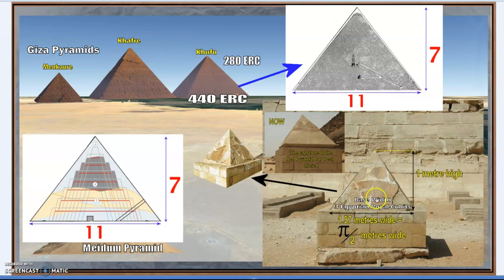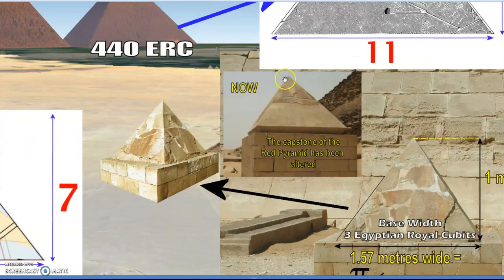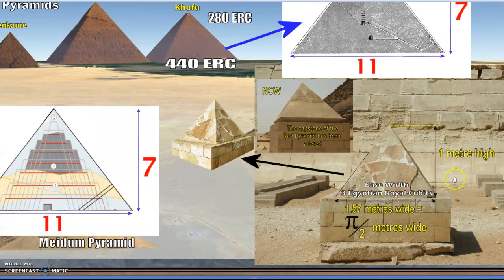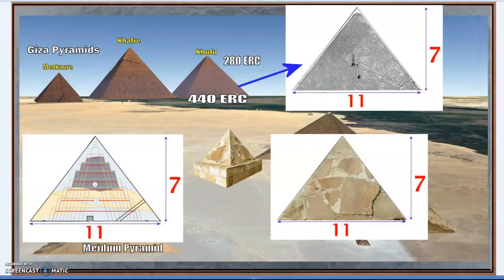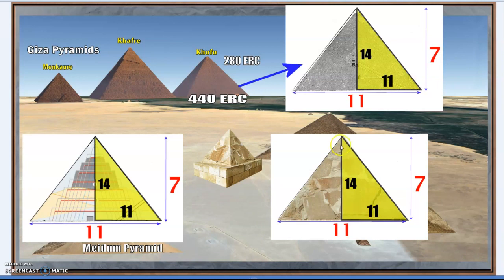But anyway, the capstone or pyramidion was refurbished and altered a few years ago, but when it was originally placed together, the base length of it is 3 Egyptian royal cubits, or pi over 2 meters, by 1 meter high. That also gives it a 7 to 11 ratio. And if you think about the triangle, we're at 7, 11, the isosceles triangle, or 14 to 11, the right angle triangles that make that up.